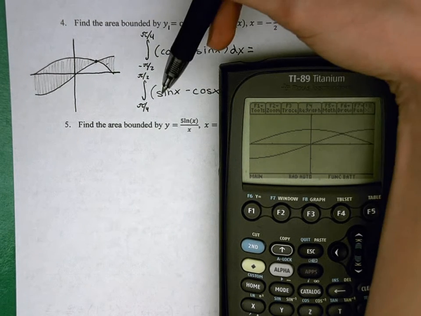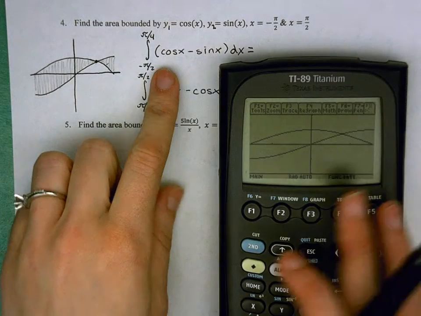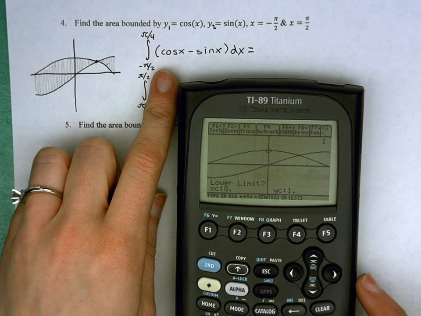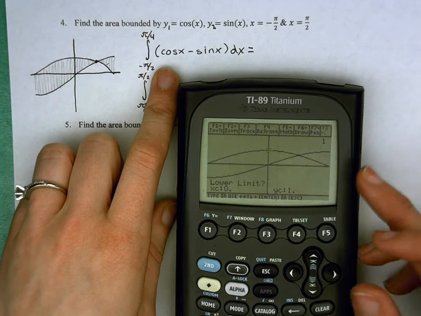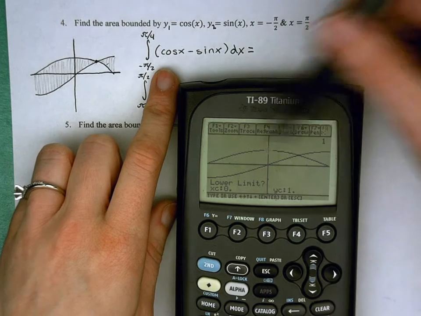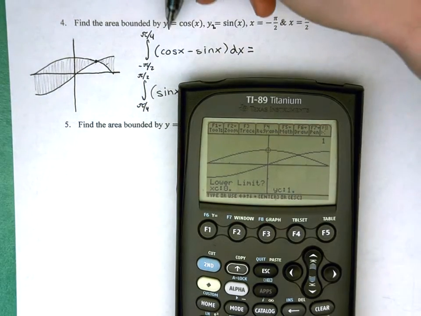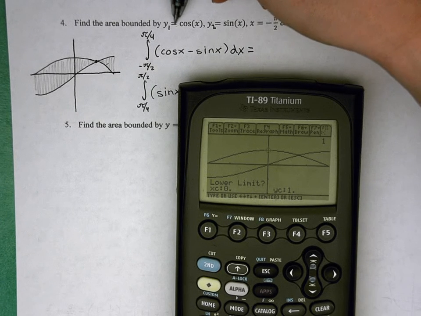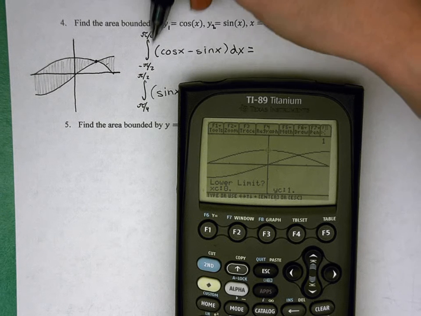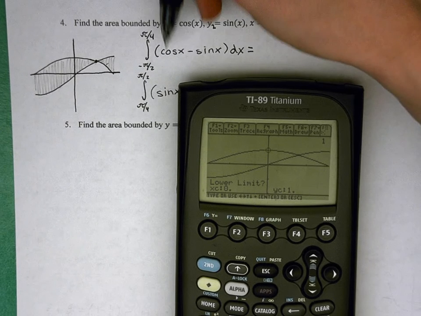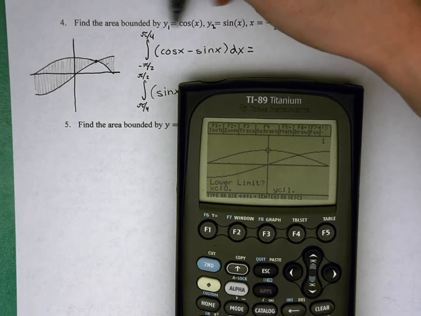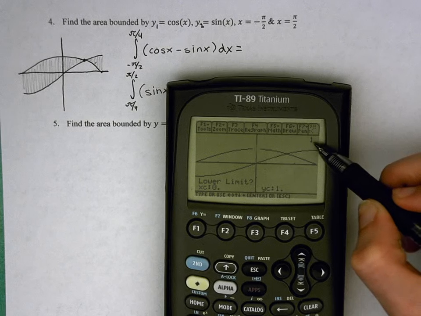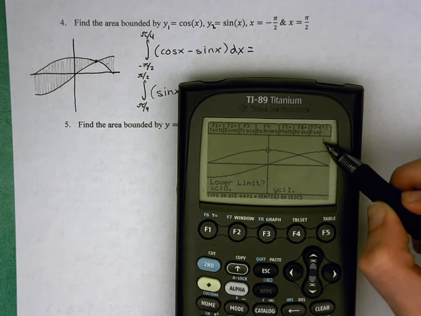I'm going to show it first on the 89, and then we'll do this bottom one with the 84. So with the 89, if you go to F5 and down to number 7, which is integral of f of x dx, they're going to ask you for a lower and an upper limit. And this is where labeling your functions is going to come in handy, right? Because I need to make sure that my calculator is calculating this integral for my y1, because I'm calculating the integral of cosine x. And up here in the top corner, that's where it's going to show you what your calculator is talking about. In this particular case, we're talking about 1, so we're good to go.